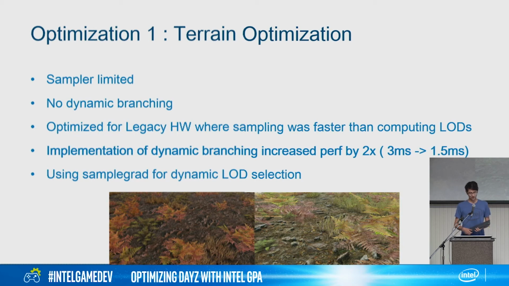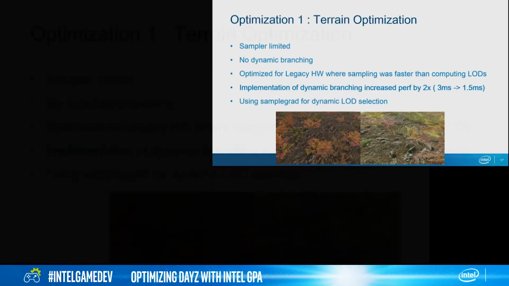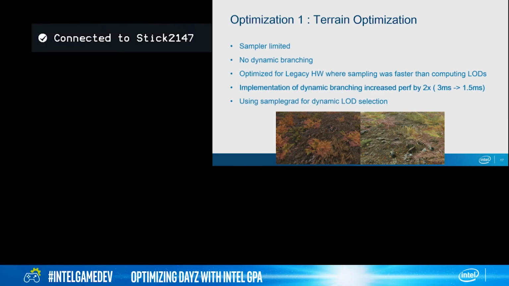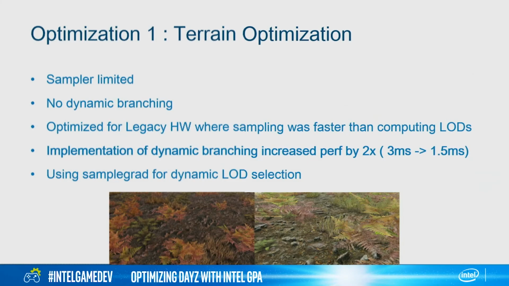Also, back on legacy hardware, computing LODs used to be slower than just doing the branching. So now we've computed LODs, and on the newer generations of hardware this is faster, which is one of the optimizations that they did. Also, the implementation of this dynamic branching improved the performance from about 3 milliseconds to 1.5, a 2x gain. This was done using the sample grad instruction.